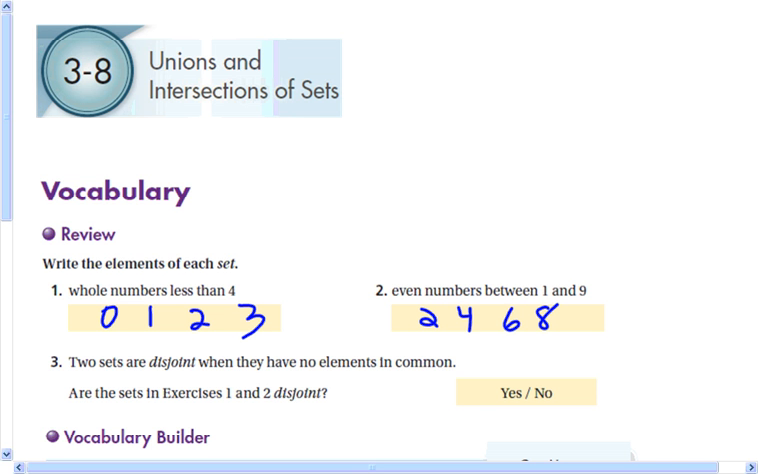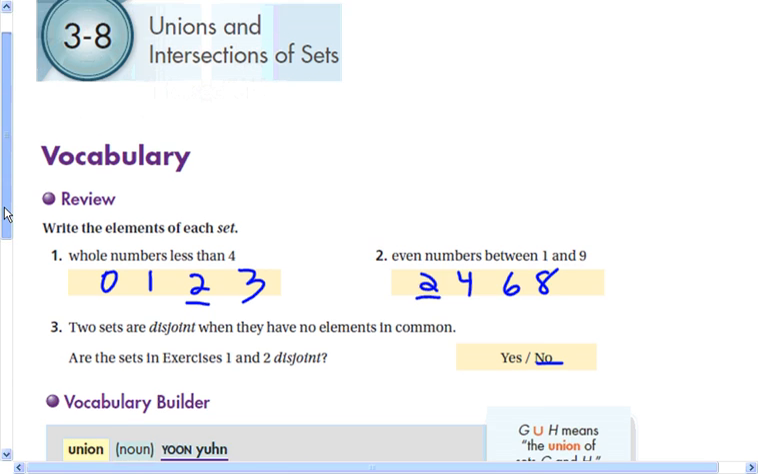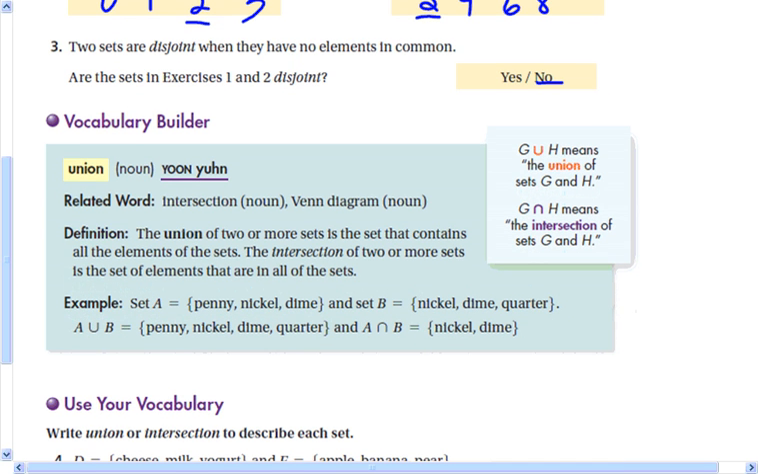Two sets are disjoint when they have no elements in common. Are the sets in 1 and 2 disjoint? No, they have the number 2 in common. And we call the elements that are common to both sets the intersection of the two sets. That's one of the things we're going to learn about. The union is the other thing we're going to learn about.